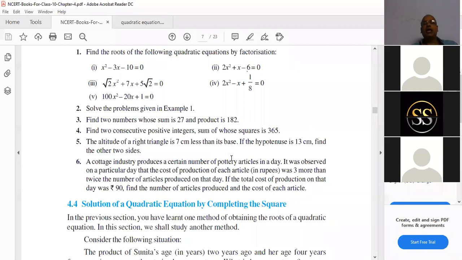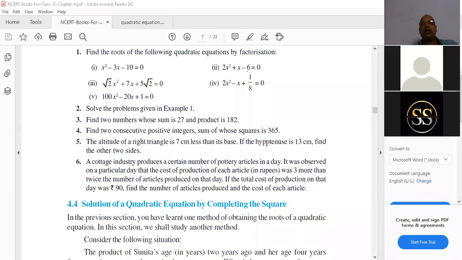And now here he has given that the hypotenuse is 13 centimeters; find the other two sides. So right triangle means what can you take? Can anyone say? Side square plus side square equals hypotenuse square. That is called which theorem? Pythagoras theorem. Good.